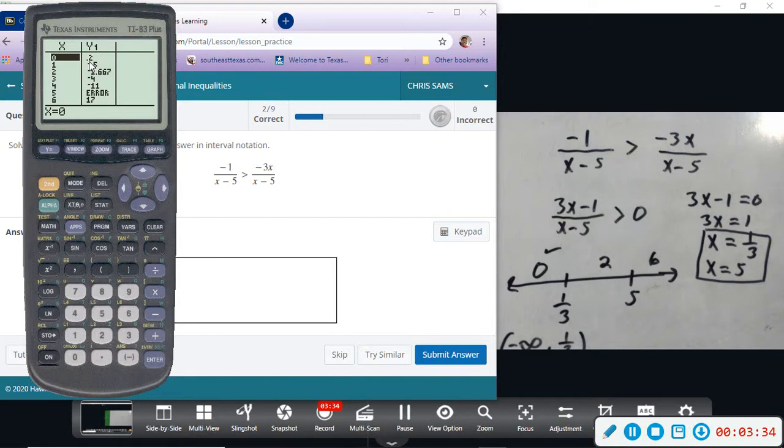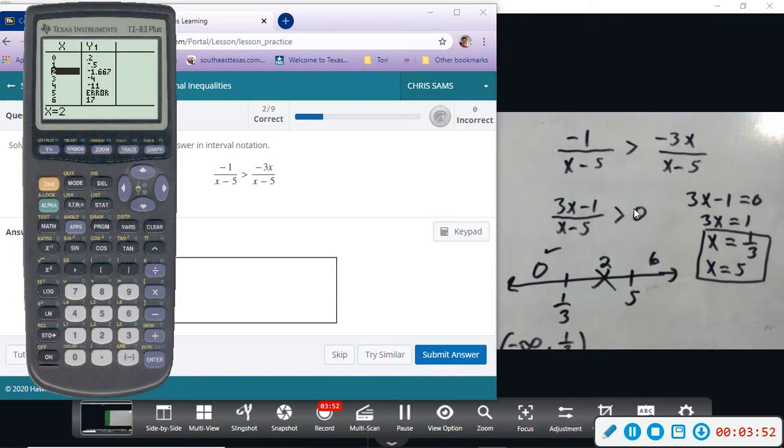Alright, now we're going to look at 2, the value we get by plugging in 2. So when we plug in 2, we get a negative number. And is a negative number greater than 0? It is not. Okay, so this part in the middle is false. We will not be using it.